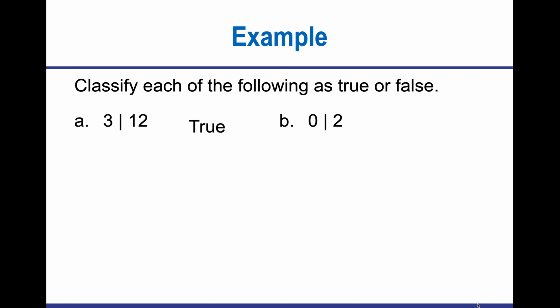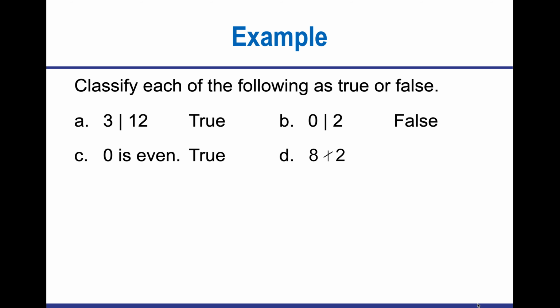So here are some examples. Classify them as true or false. Is 3 evenly divisible by 12? Is 0 evenly divisible by 2? No, false. Is 0 even? Remember, our definition of even is if we can divide it by 2 and there's no remainder. We can do 0 divided by 2, that's 0, and there's no remainder. So technically 0 is even.